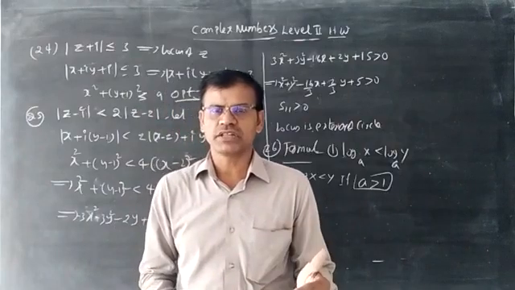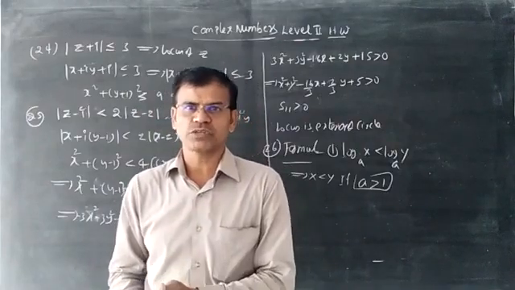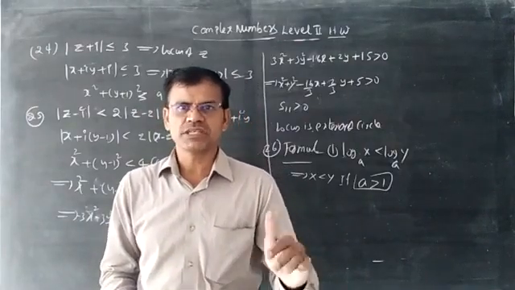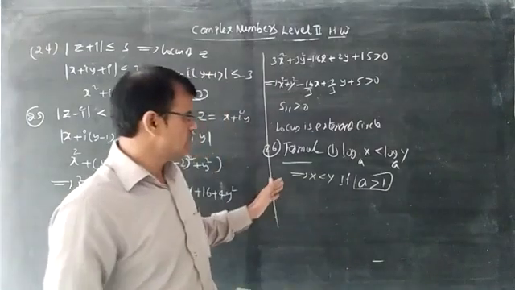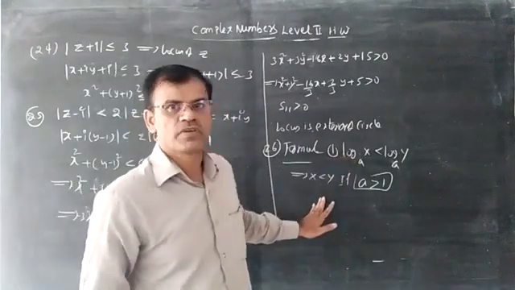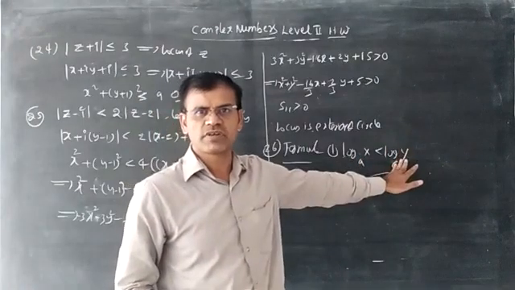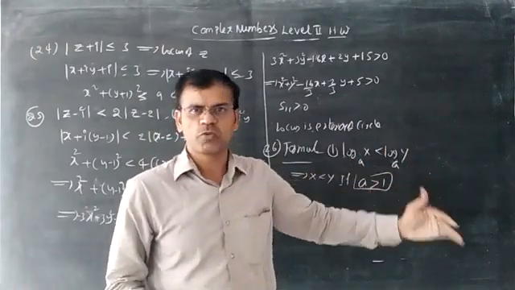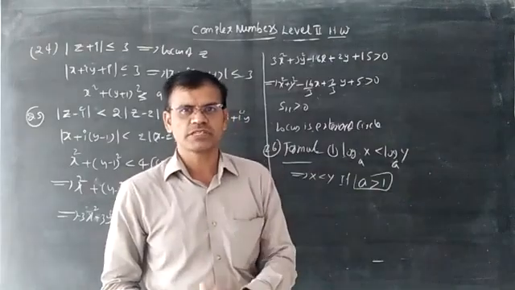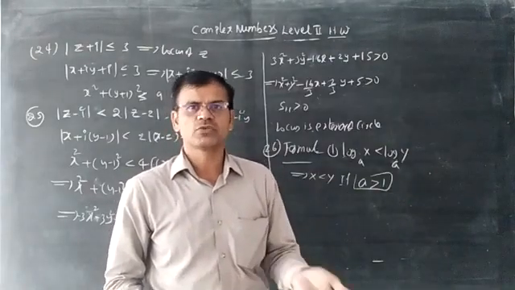Log 2 is 0.3010, log 3 is 0.4771. So the same base, 10 and 10. Of course, if the same base is there, then comparing the logarithms, 0.3010 is less than 0.4771. In a similar way, we can say that 2 is less than 3.